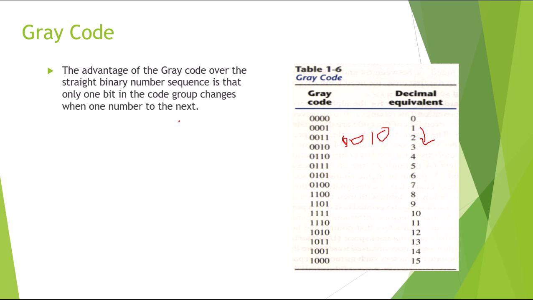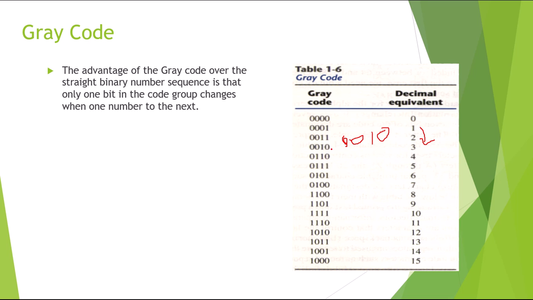So the advantage of the gray code is that in a binary code sequence, when we move from one code to the next, only one bit in the code changes. Like for 1, we have 0001, so to write 2, we will not change this 1, we'll keep it the same so that only one bit changes. The next bit is 0, I will change it to 1, and the rest of the bits I'll keep the same. So I have changed only one bit.